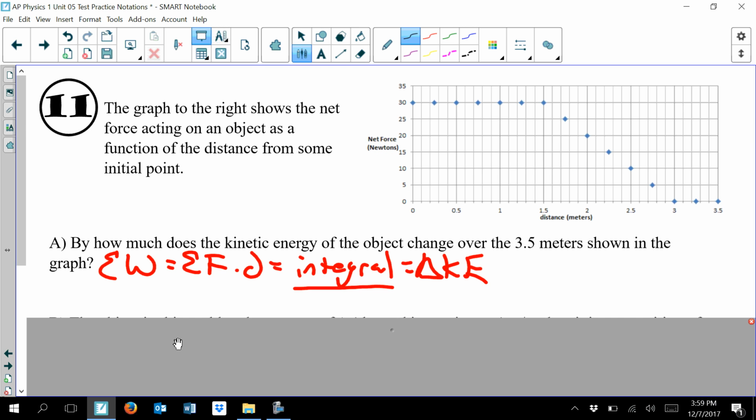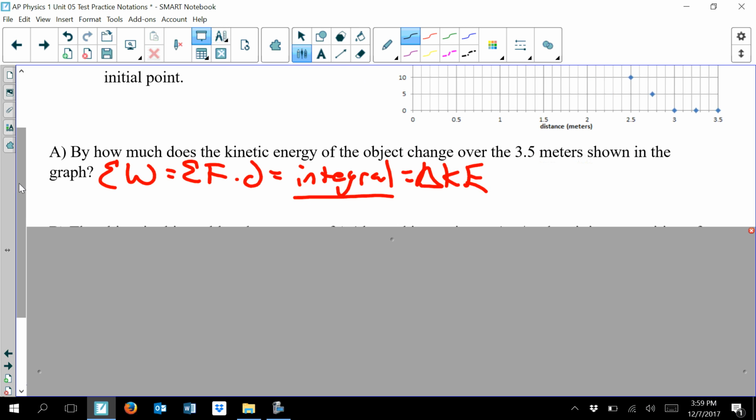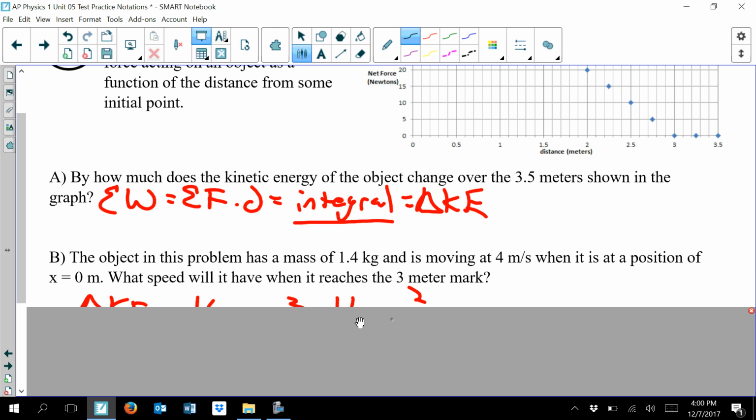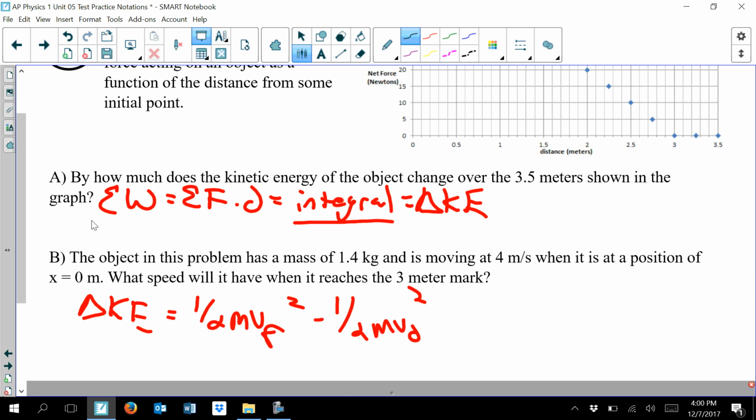To the next one. Now we've just got a net force versus distance graph. How much kinetic energy change? Well, that is the net work, which is the net force times the distance. So for this graph, that would be the integral. So take the integral of that graph. And then what speed will it have? Well, if we know the initial speed and we solve for that change in kinetic energy, we can then find that final speed by plugging in.